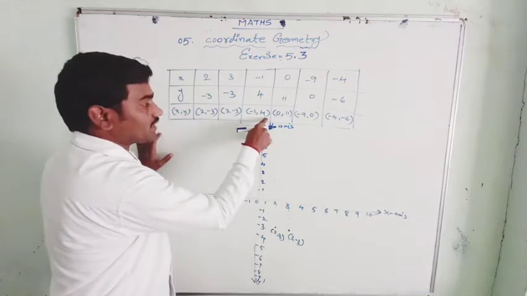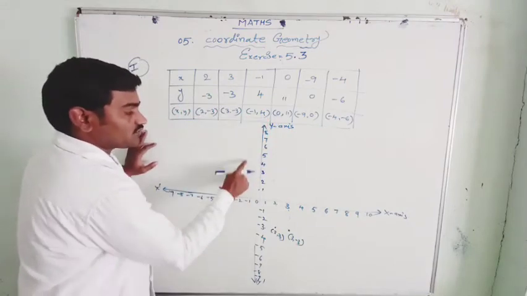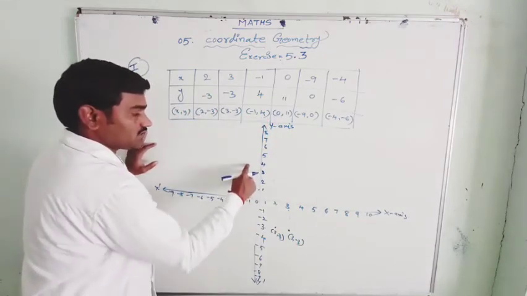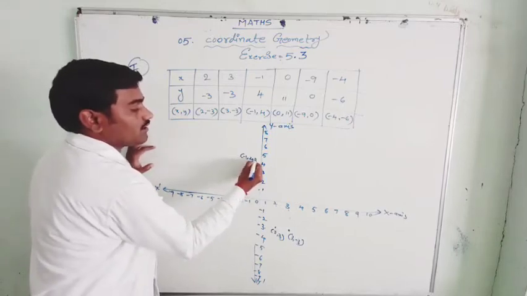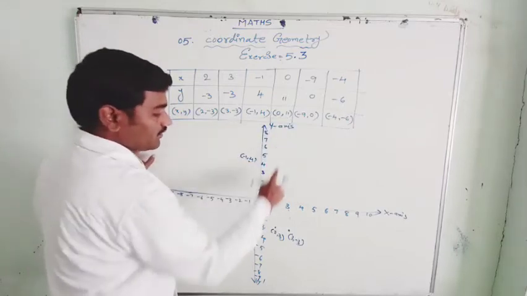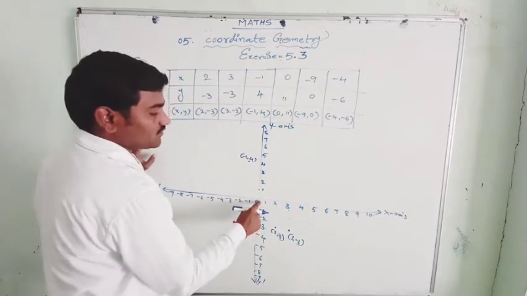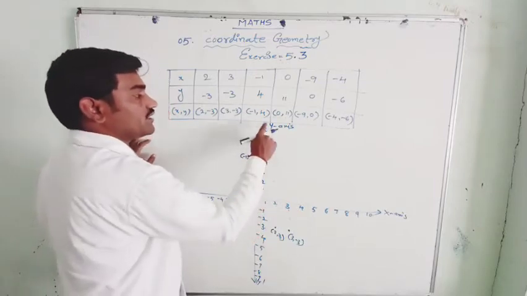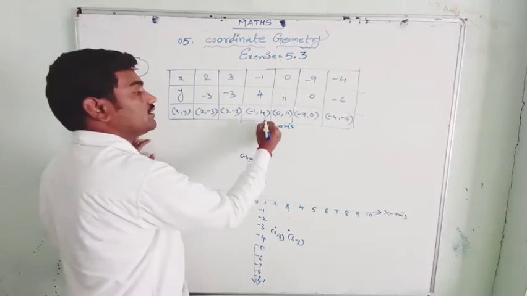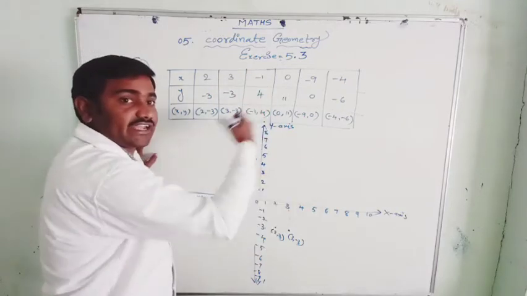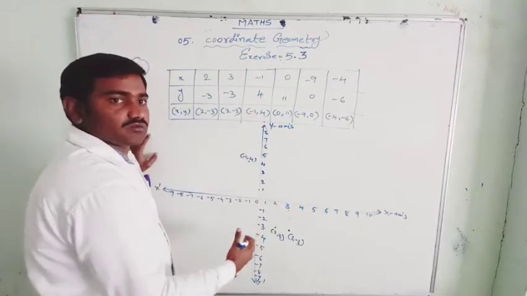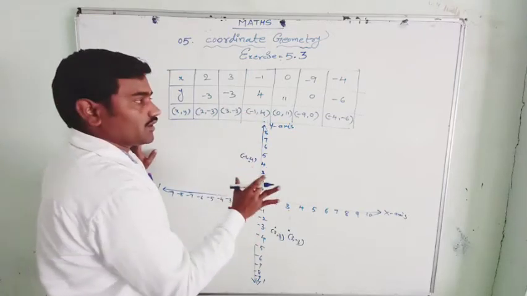Then minus 1 comma 4, minus 1 and plus 4 may come here. See, minus 1 and plus 4. Minus 1 comma plus 4 and 0 comma 11. Here x value is 0, y value is 11. Here I have located only till 8. 0 comma 11 will come somewhere here. Accordingly, you extend the x values and y values. So you see whether it is possible or not.